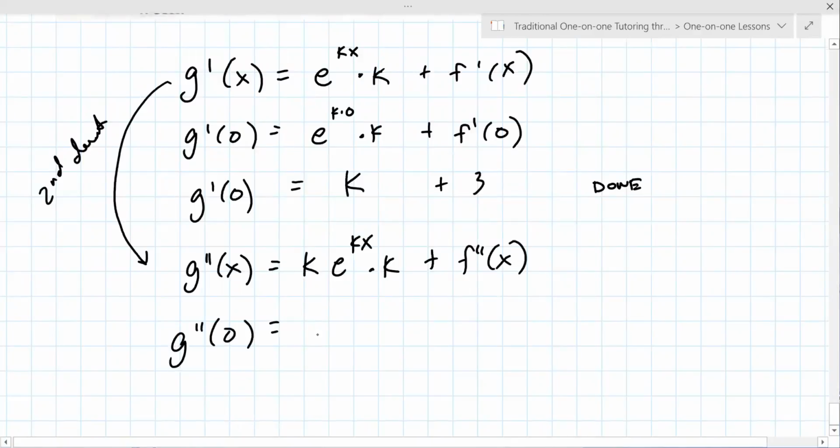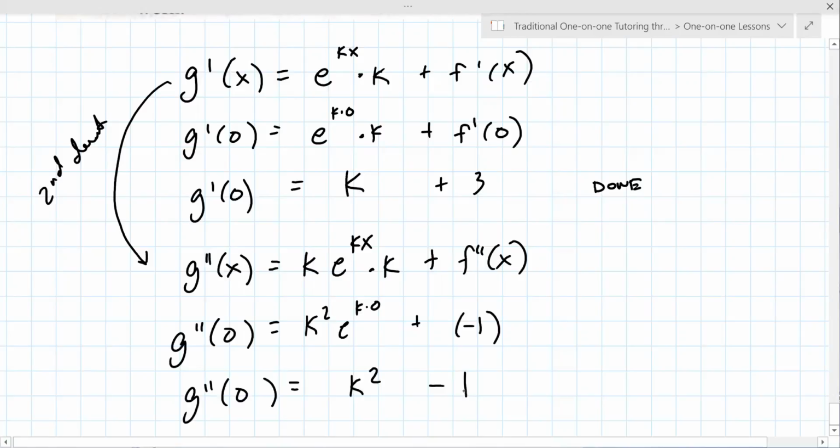So you have that value. g double prime of 0 equals k squared e to the k times 0 plus f double prime of x, which is -1. So g double prime of 0 equals k squared minus 1, because e to the 0 just turns into 1. Okay, so that's part A.